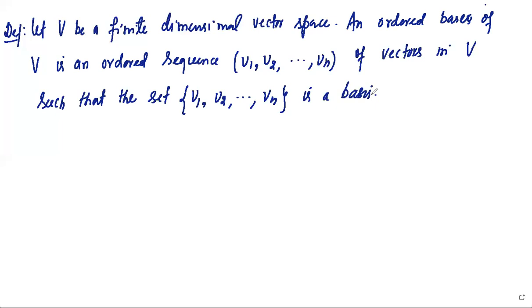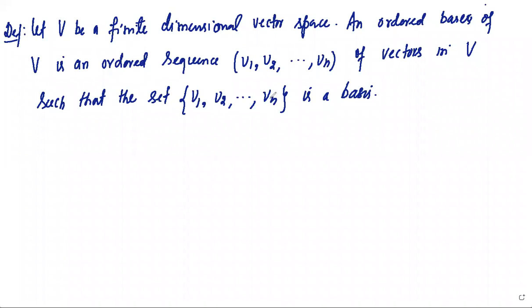ठीक है? तो अगर हमारे पास कोई finite dimensional vector space होगी, then we know that it has a finite basis of cardinality n if the dimension is equal to n. Then how do we define the ordered basis? This ordered basis is just an ordered sequence of vectors such that v1, v2, vn is a basis.